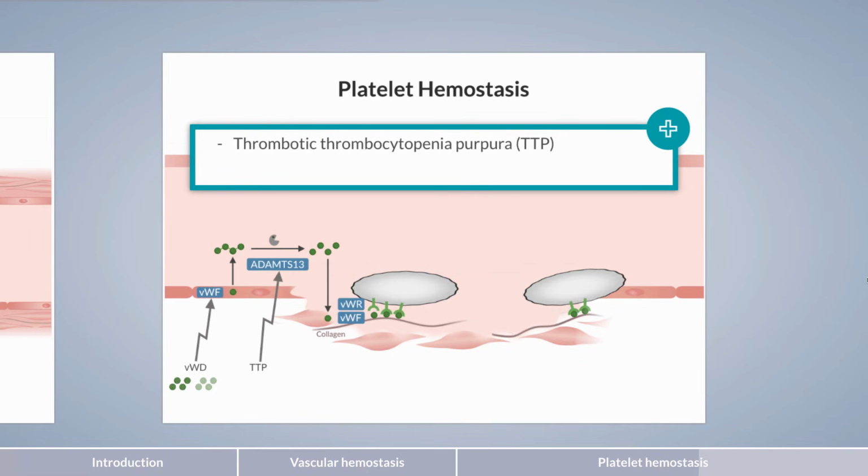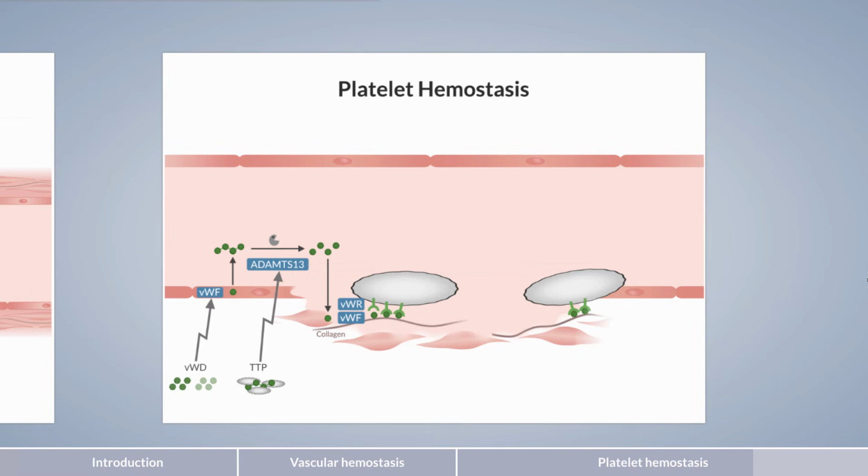TTP is caused by decreased ADAMTS13 activity, which is mainly due to autoantibodies. When protease activity in blood is decreased to levels below 10%, this results in an increased length of von Willebrand molecules on which platelets adhere, leading to thrombus formation. Because many platelets are used in the process, patients usually have thrombocytopenia, which is associated with a bleeding tendency. This combined bleeding and clotting tendency also explains why the term thrombotic thrombocytopenic purpura is used.